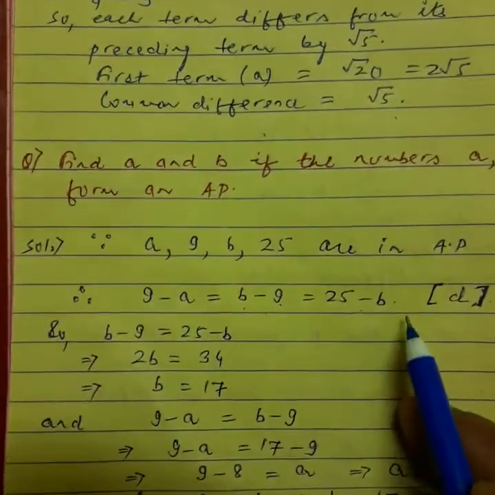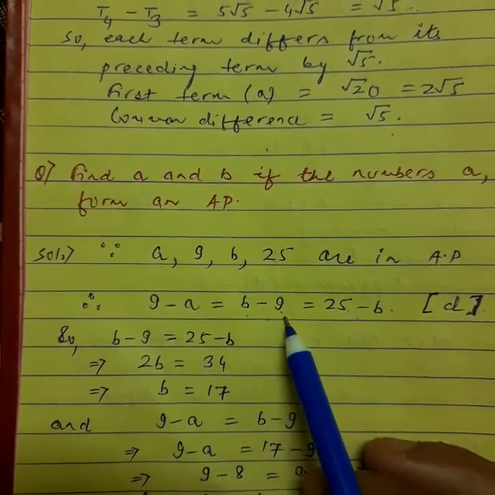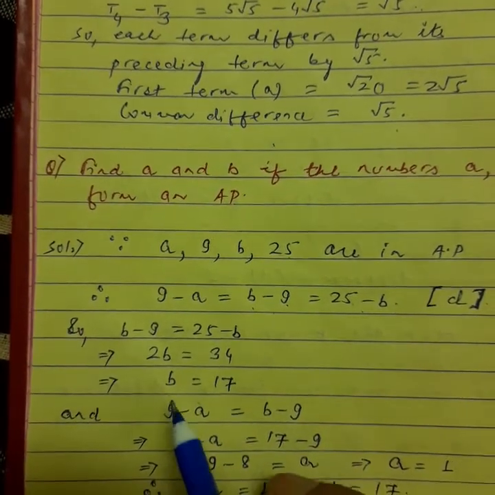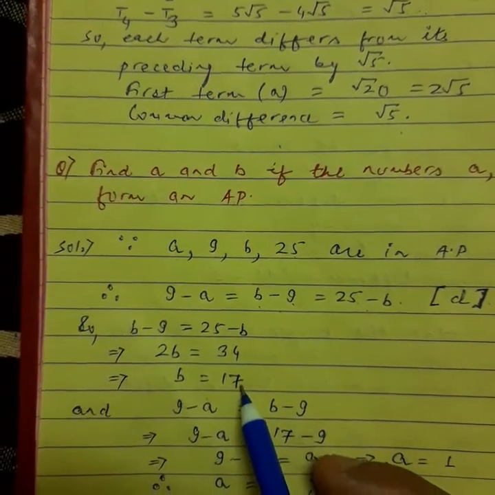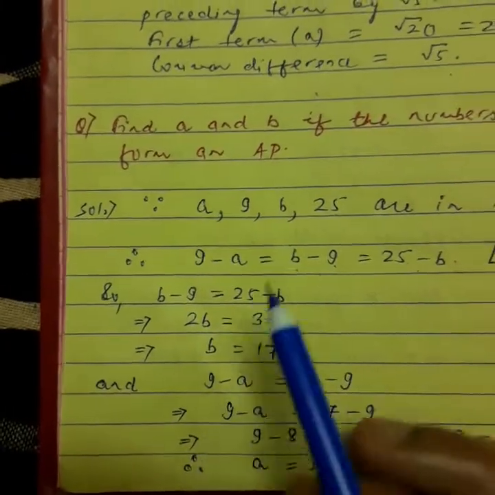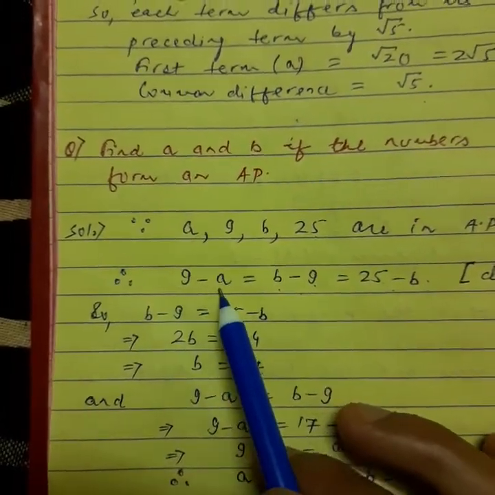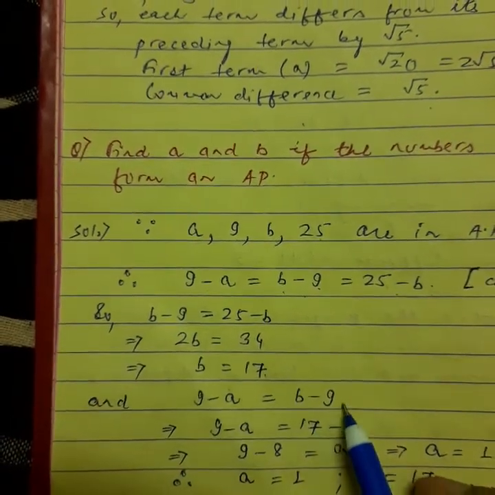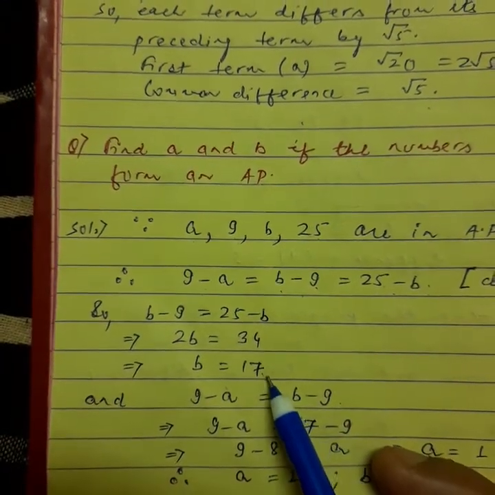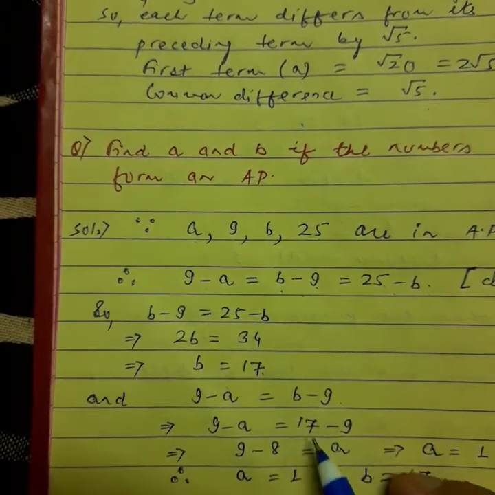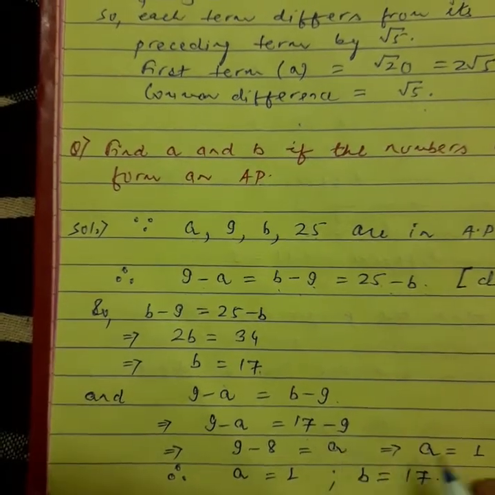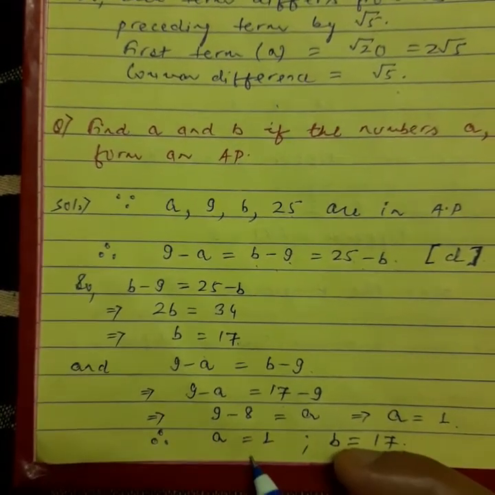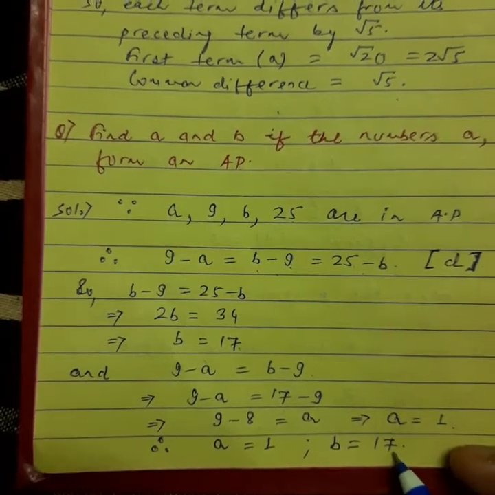In this equation, if we do B minus 9 equals 25 minus B and solve it, we can easily get the value of B as 17. Now let us take the other combination, 9 minus A equals B minus 9. Already we have B as 17, so let us put 17 over here, and solving this equation we get the value of A as 1. So finally we can say the value of A is 1 and the value of B is 17.